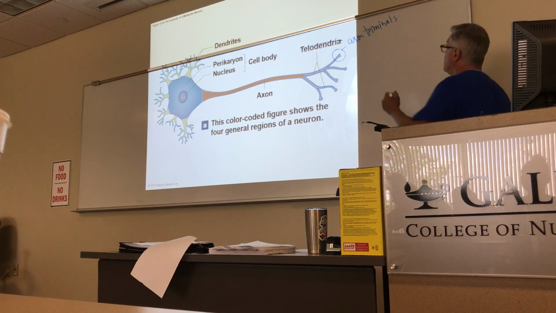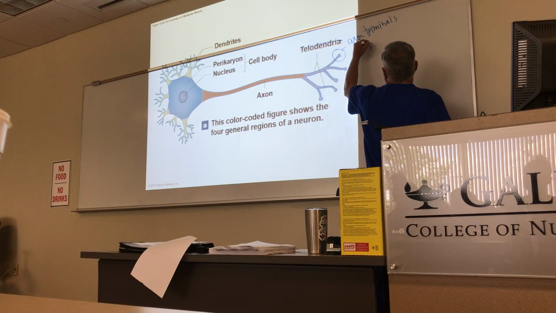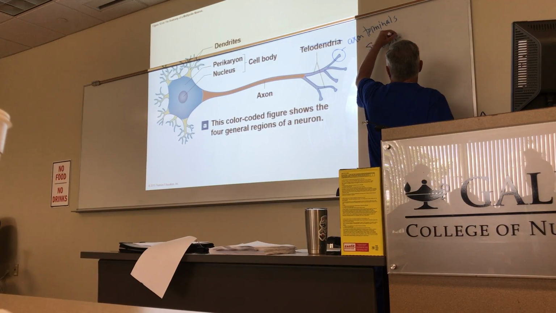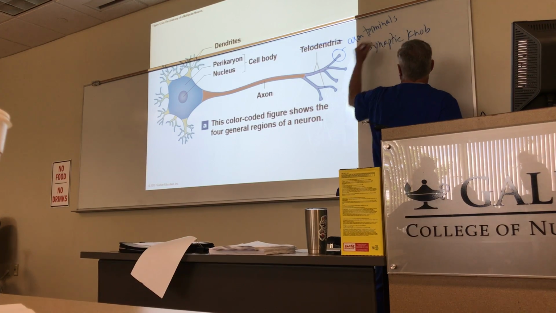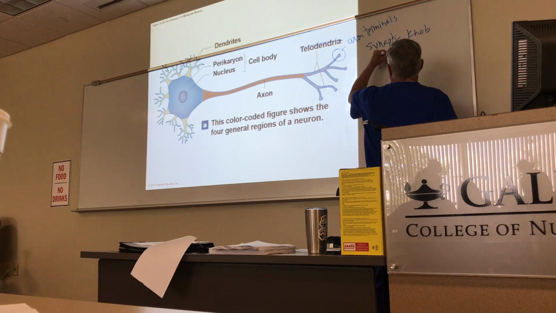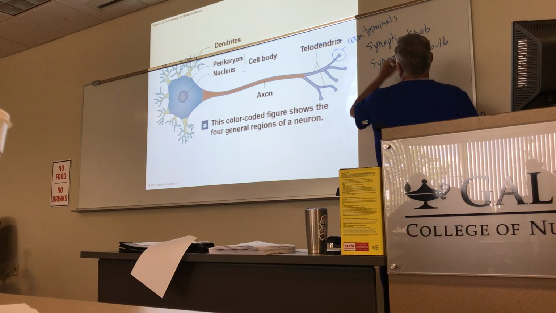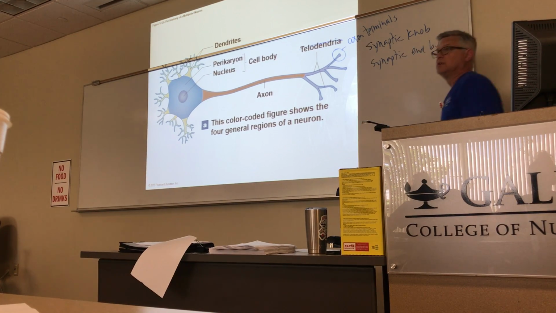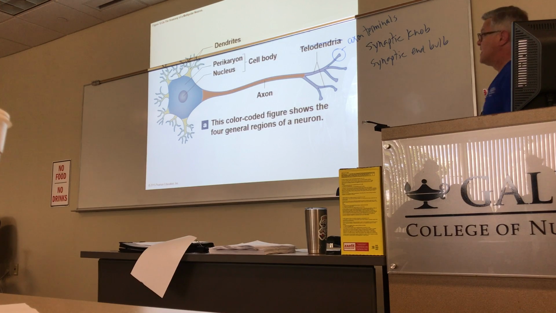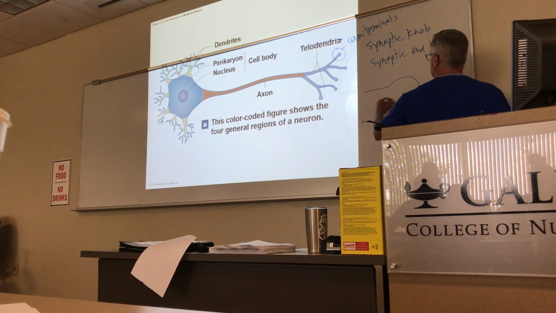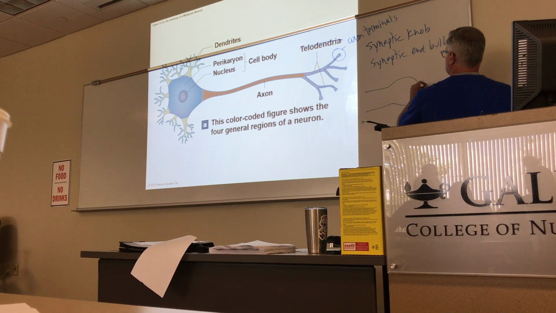bunch of different names. You'll also see synaptic knob and synaptic end bulb. So these three terms all refer to the same thing. It's the end of the neuron where the neurotransmitters are released.